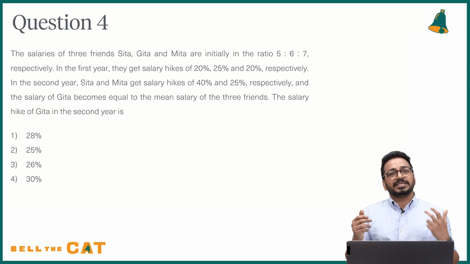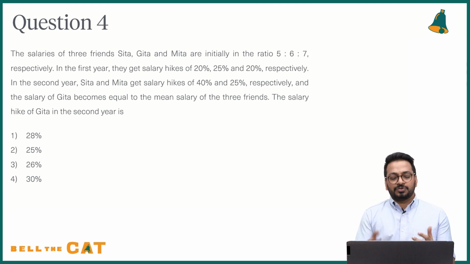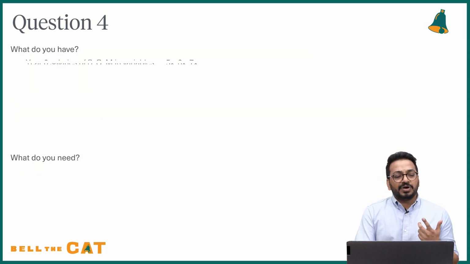The second year, Sita and Meeta's hike, you don't know Geeta's hike, right? So Sita and Meeta's salary in the second year, you can calculate. And the salary of Geeta becomes equal to the mean salary of 3 friends. The salary hike of Geeta in the second year is what? So, what do you have?